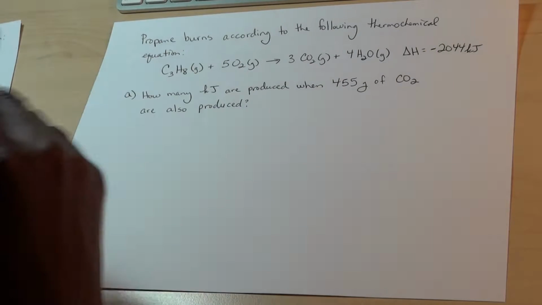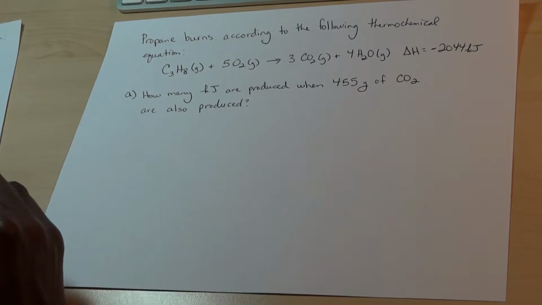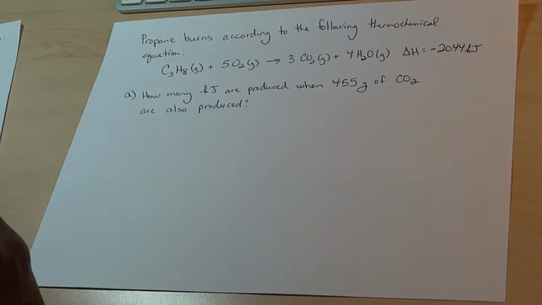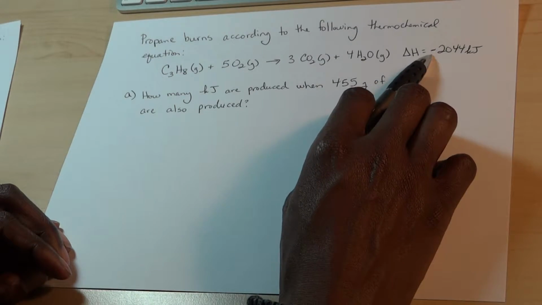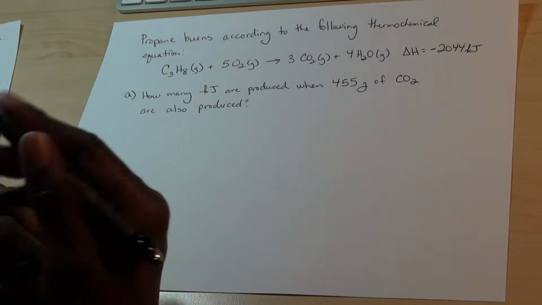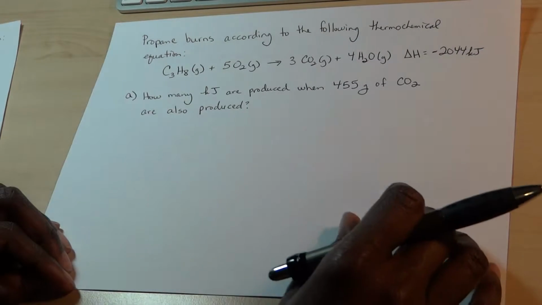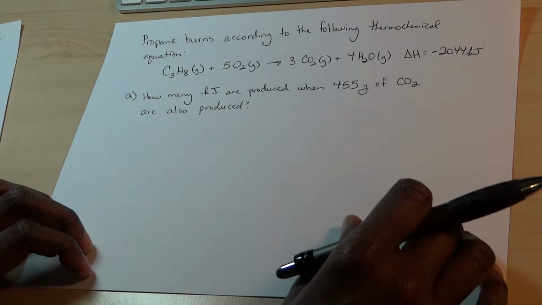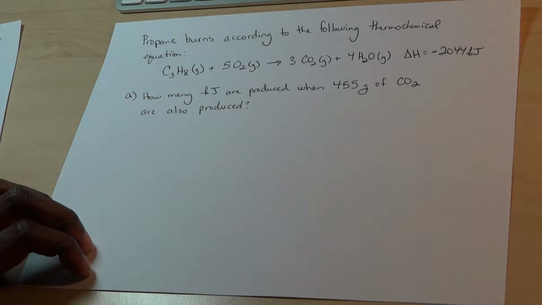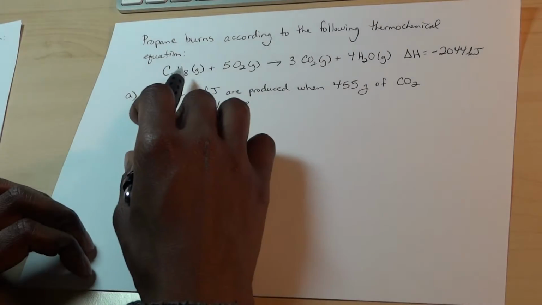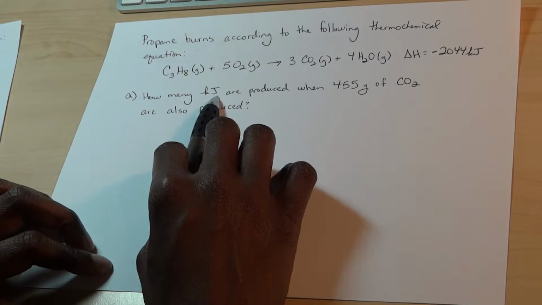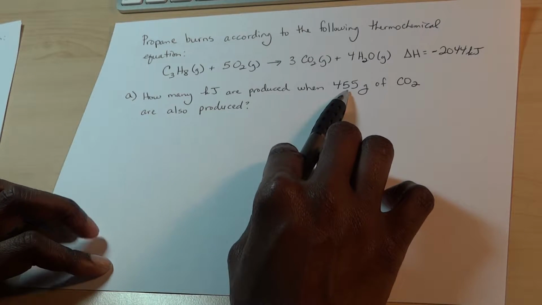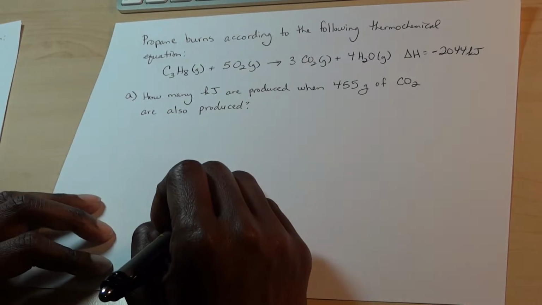Okay, so we have a thermochemical equation here. And we can also notice what type of reaction it is, if it's exothermic or endothermic. Remember that? The sign here is negative, so it's telling us that it's exothermic. This is an exothermic reaction. And here's our question: how many kilojoules are produced when 455 grams of carbon dioxide are also produced?